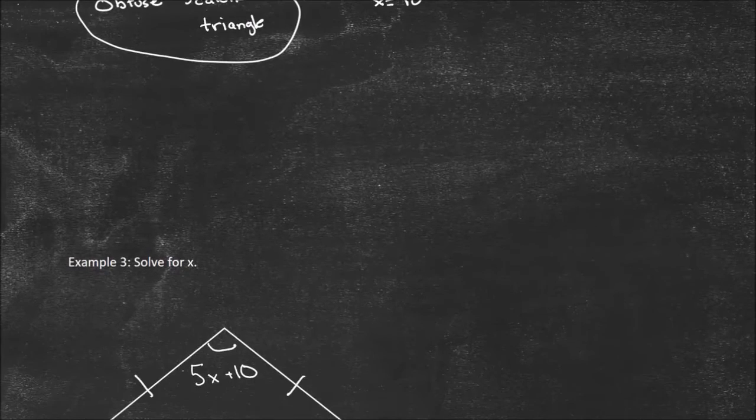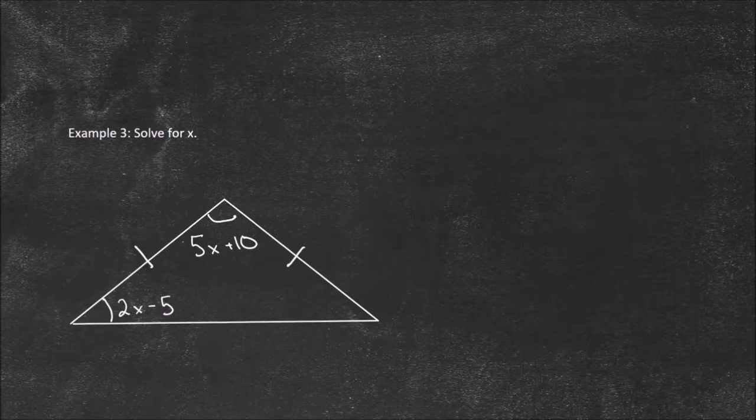All right, so last question here. This is the more typical one that you'll get, and this is the important one for using this rule, solve for x. But notice that we're given these symbols here. What this means is that they're congruent. These sides are congruent. That's what these dashes mean.